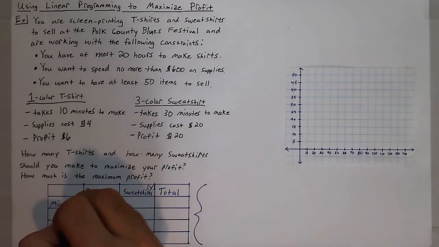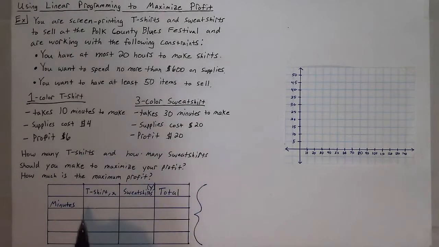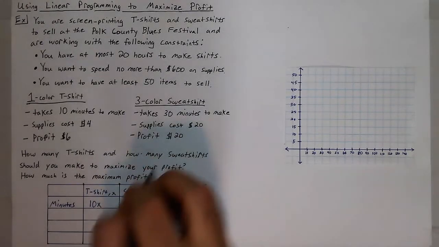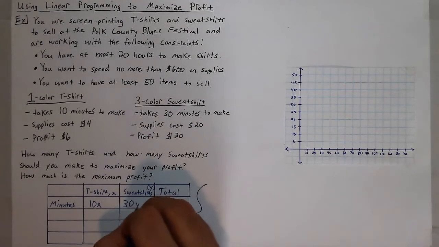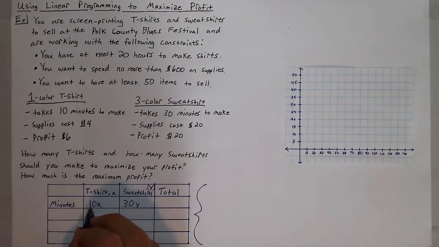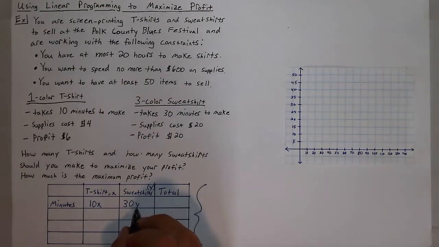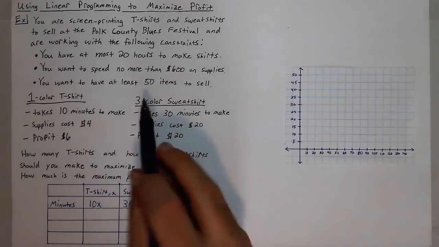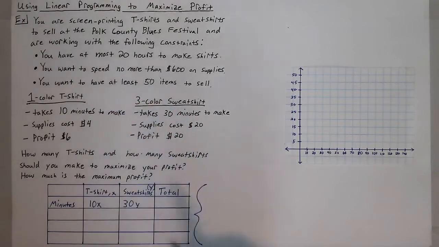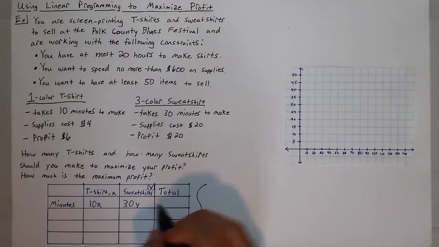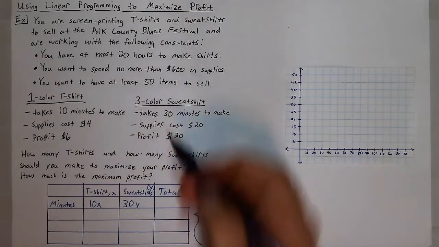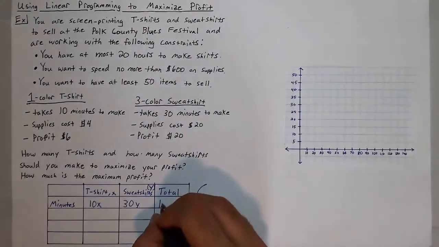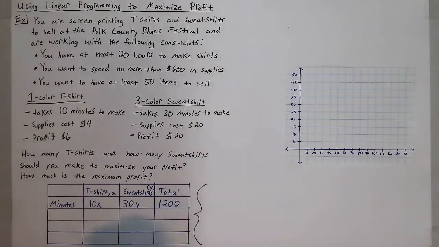Now, t-shirts should take 10 minutes to make, and sweatshirts should take 30 minutes to make. So we'll do 10x, so 10 minutes per t-shirt and 30y, 30 minutes per sweatshirt. Now, total amount of time that we have is 20 hours. So we can't put 20 here because right now 10 and 30 are in minutes. So we just need to convert 20 hours to minutes. So that's just 20 times 60, which is 1,200 minutes.